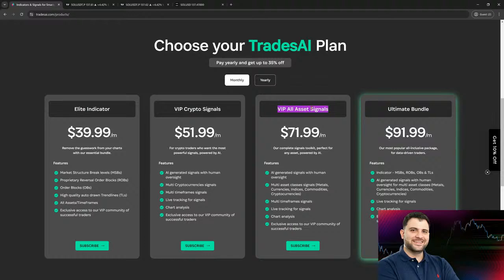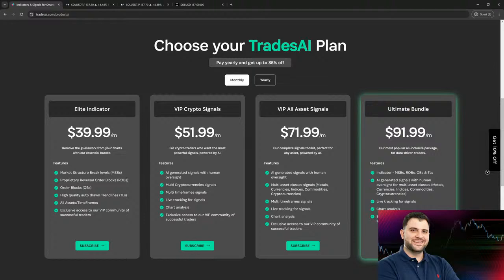If you go with this one, it's not just crypto, it's all different assets. So metals, commodities, indices, etc., cryptos as well included. But again, this does not include the indicator. And finally, you have the ultimate bundle, which is everything. So this has the indicator as well as all asset signals. So if you want everything we explained today and the really powerful toolkit, the ultimate bundle is your way to go.